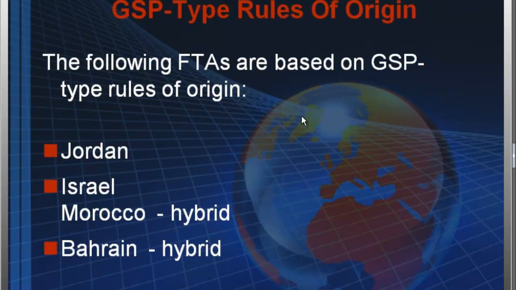So, the following FTAs are based on GSP type rules of origin: Jordan, Israel. Morocco and Bahrain are the other ones that are hybrids and incorporate both a tariff shift for certain products and a 35% value-added requirement, in addition to it being a growth or product of or manufacture of that country.